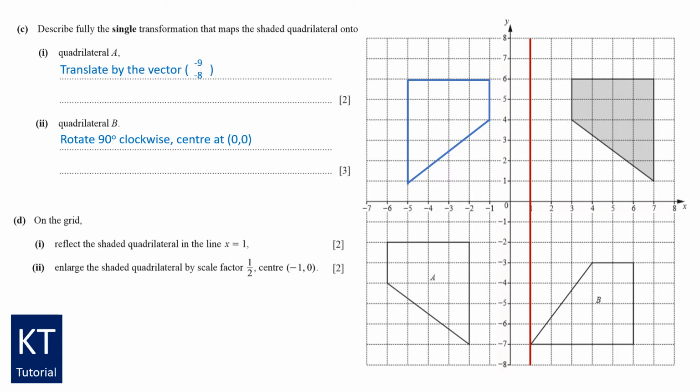Next, enlarge the shaded quadrilateral by scale factor half with center at -1, 0. We start by plotting the blue circle for the center -1, 0. Next, we plot a red circle at half the distance between the blue circle and one corner of the quadrilateral. We repeat this for all four corners. The red circles now newly represent the four corners of the required quadrilateral.